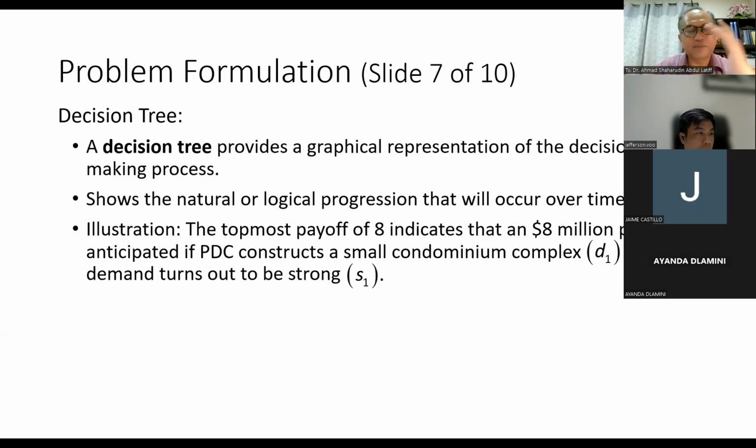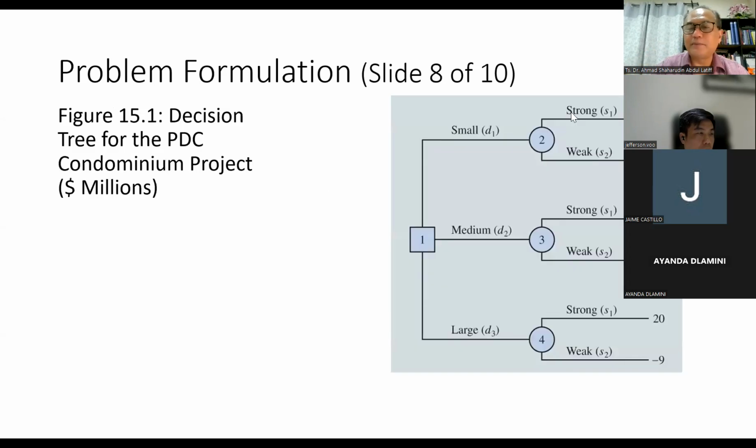Based on the demand, you have something like this: small complex, medium complex, and large complex. The number one here in the square is the decision to be made. The decision is whether you want to build a small complex of 30 condominiums, a medium complex of 60 condominiums, or a large complex of 90 condominiums. And then from this, if there is strong demand, you will make 8 million payoff. If there is a weak demand, you can get about 7 million payoff.